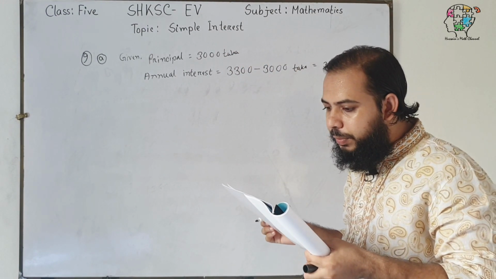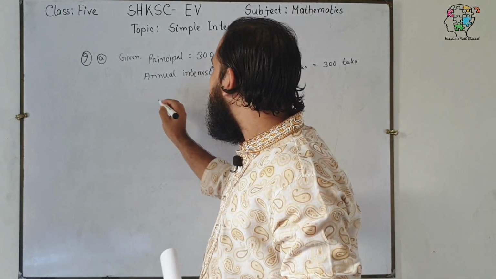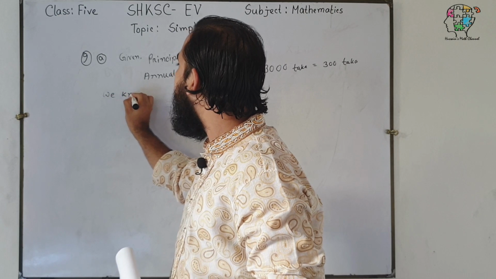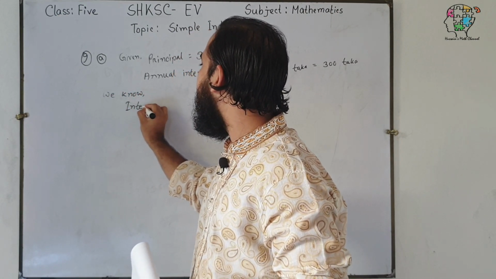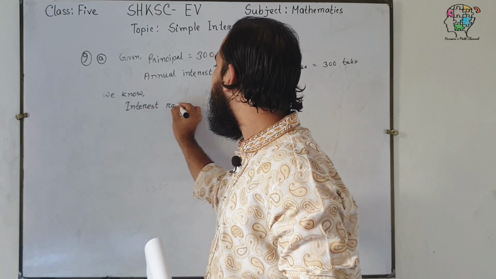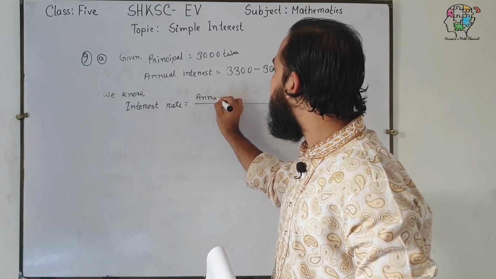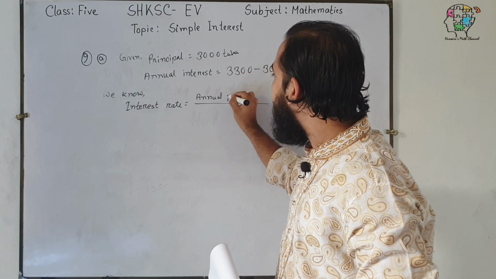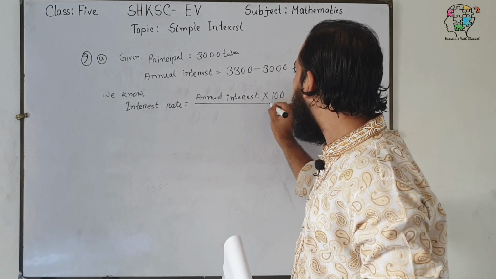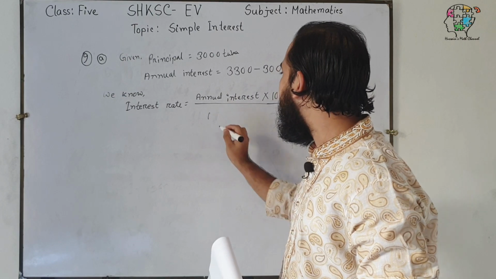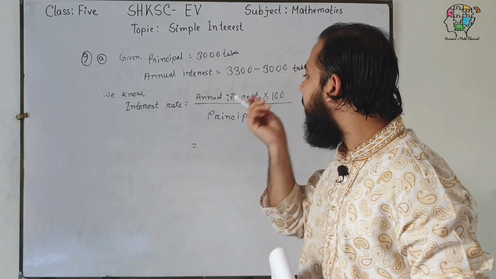Now question A asks, what was the annual interest rate? That means we have to find the annual interest rate. So we can write, we know interest rate equal to, we just have to write the formula, annual interest times 100 divided by principal. So this is the formula of interest rate.